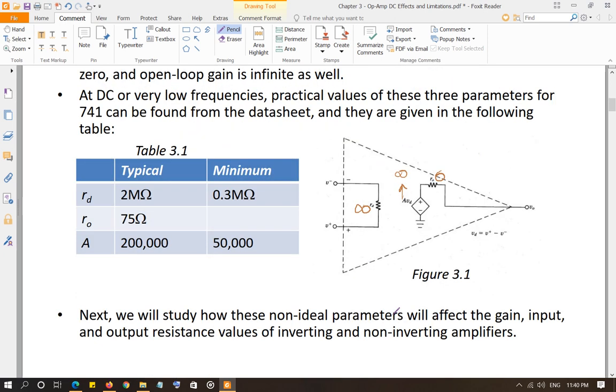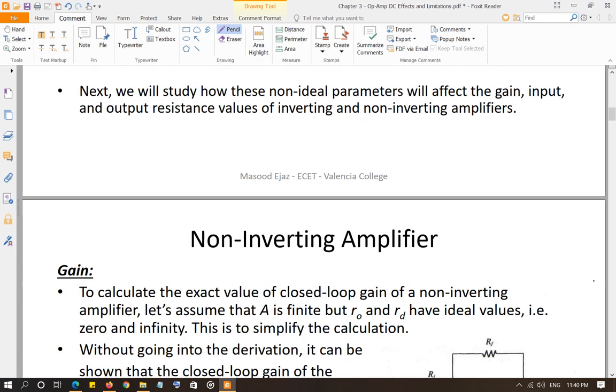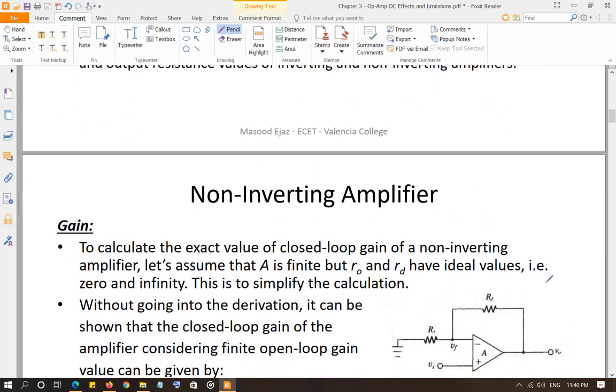So if these parameters are assumed, when you create different circuits like the basic inverting circuit and non-inverting circuit, how are their closed loop gain, their input resistance and their output resistance going to be affected? That's what we are going to discuss in the first 2 sections of this chapter. So let's look first at the non-inverting amplifier.